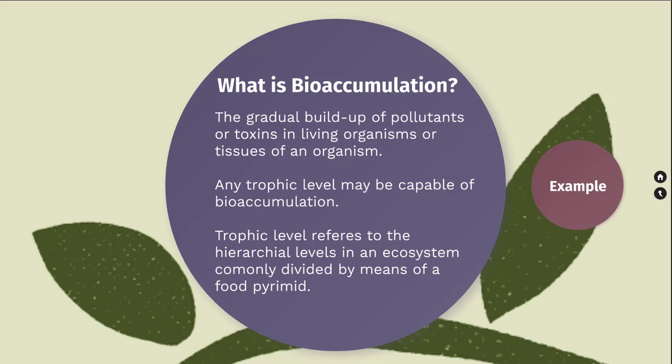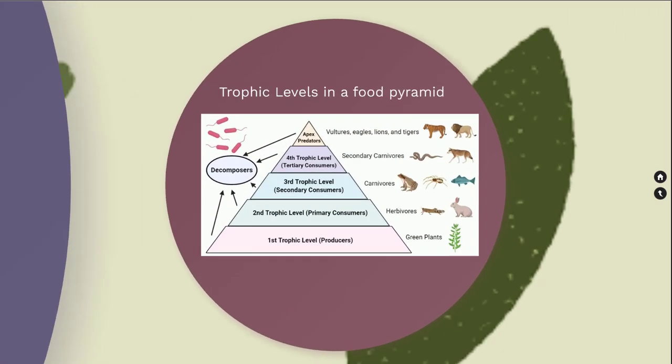Now, whenever we talk about trophic level, that means the hierarchy of levels in an ecosystem. So you think of your producers and your consumers and your predators. Basically, it's all the different levels of a food pyramid. We have different trophic levels in a food pyramid. So the first trophic level is producers. That's your plants, phytoplankton if we're talking about the ocean.